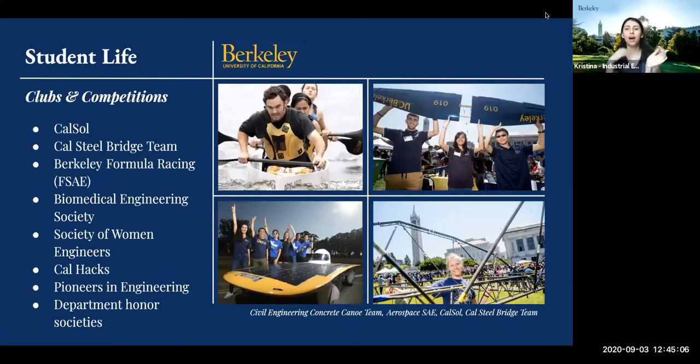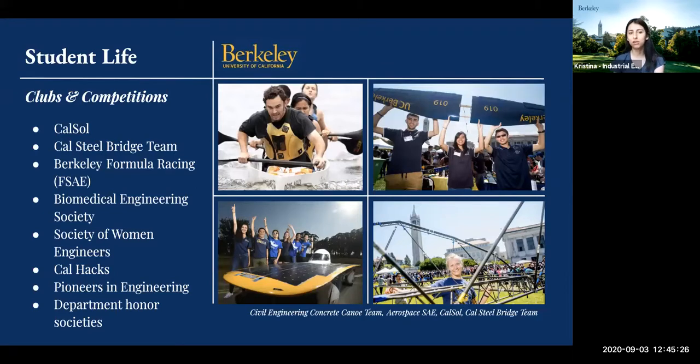Yes, as Paulina said, I reiterate it, make sure you join clubs, especially ones that are related to your academic interests, because it just makes it a lot more fun to make study groups and learn about other people in your major. So we also have other clubs and competition teams as well.